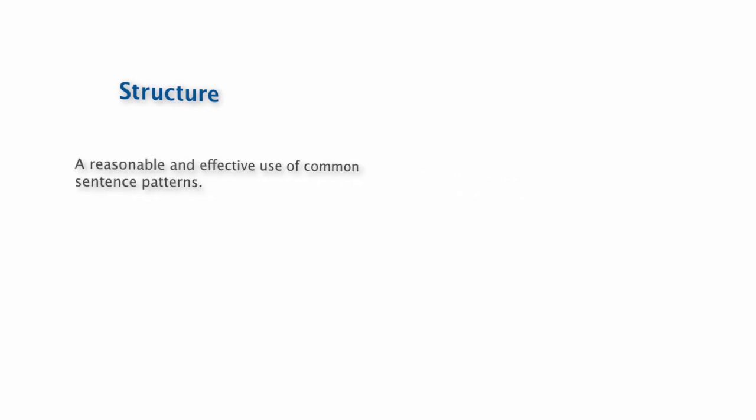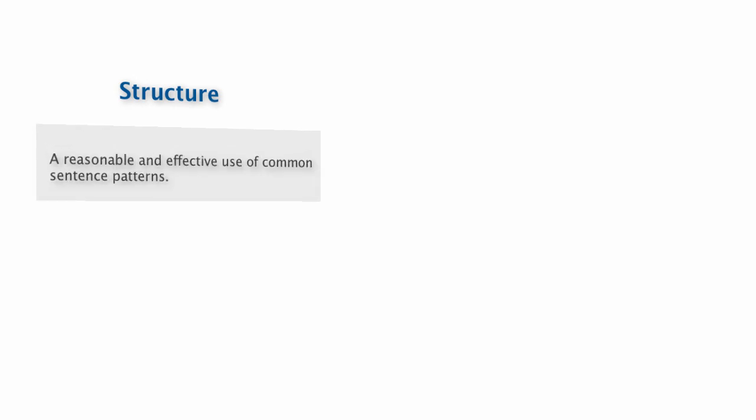Finally, we get to the fourth and last criterion in this rubric, structure. Since this performance corresponds to Course 10, we only focus on descriptor A, which states, a reasonable and effective use of common sentence patterns. Out of the 13 interventions he makes during the conversation, 5 of them are incorrect in terms of grammatical structures. Let's spot the different mistakes he makes.